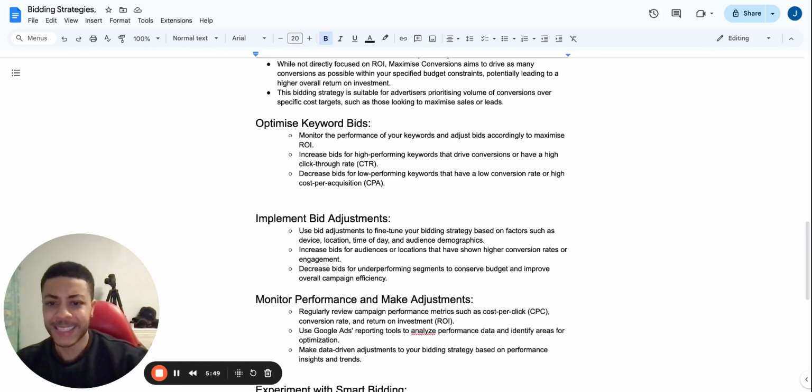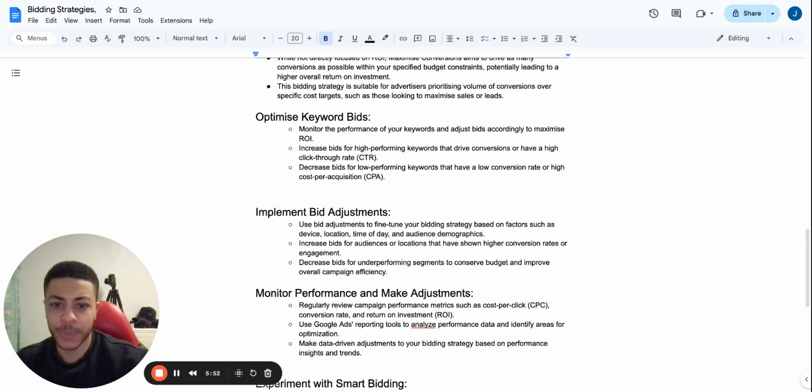Next, you want to implement bid adjustments. You want to use bid adjustments to fine tune your bidding strategy based on factors such as device, location, time of day, and audience demographics. Increase bids for audiences or locations that have shown higher conversion rates or higher engagement. You also want to decrease bids for underperforming segments to conserve budget and improve overall campaign efficiency.